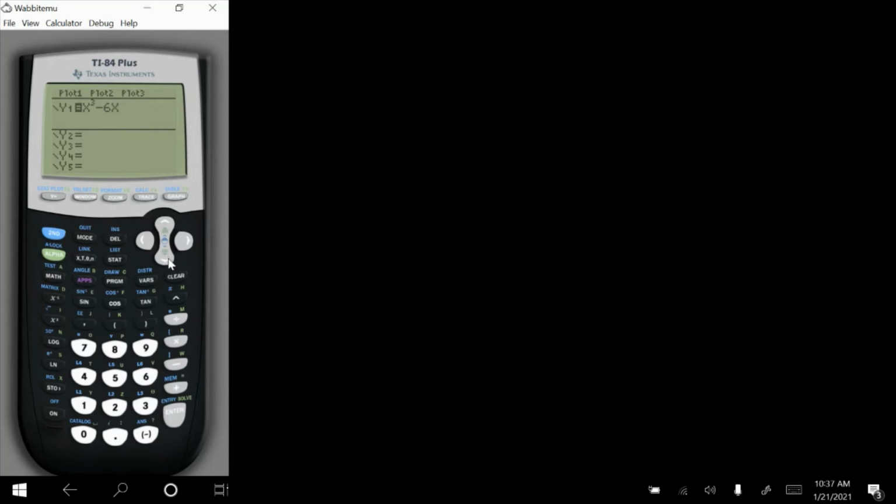Let's hit the down arrow button where we're in the row for y2, and we'll press the number 2. Now, I want to see these graphs in the standard viewing window. So we're going to go back to the standard viewing window settings.